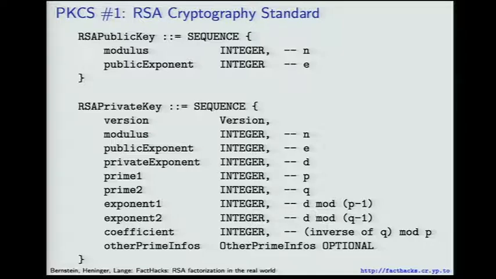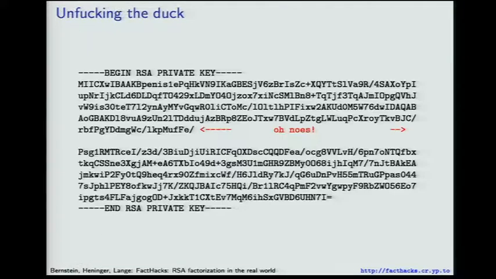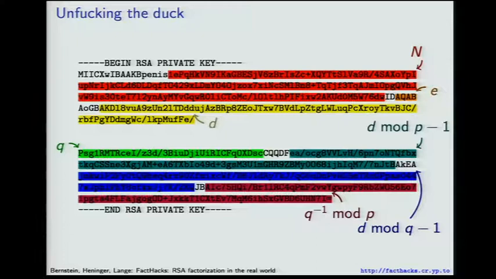Okay, what did we see here then? Well, here is the key broken up into all of the different pieces. The red bit is approximately where n is sitting. We've got e in orange, part of d in yellow. We seem to be missing p, but we've got part of q. And then here's d mod p minus 1, d mod q minus 1, and q inverse mod p.